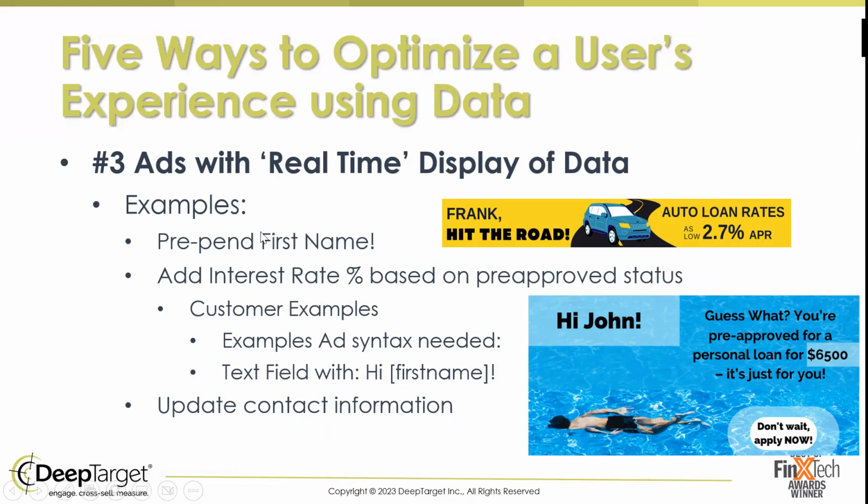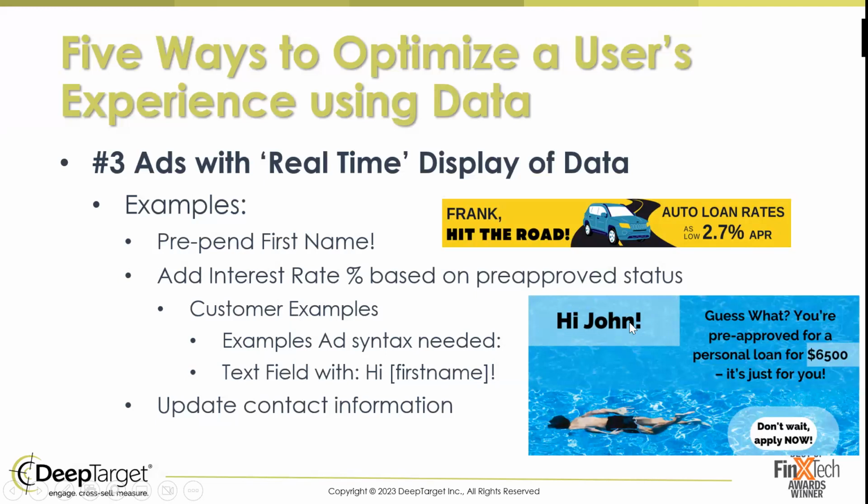When you create it, you can just check prepend first name as you add that text box, and it would look like this. It gets Frank, and then we automatically add a comma behind it. And you can add more. So you can add interest rate, for example, based on pre-approved status. This 2.7% might be unique to Frank based on certain criteria in his data. It could be higher or lower for other reasons as well. But again, displayed in real time.